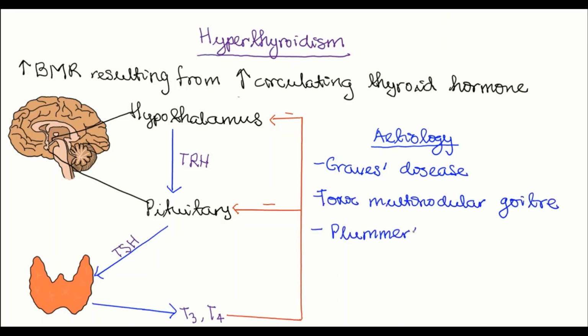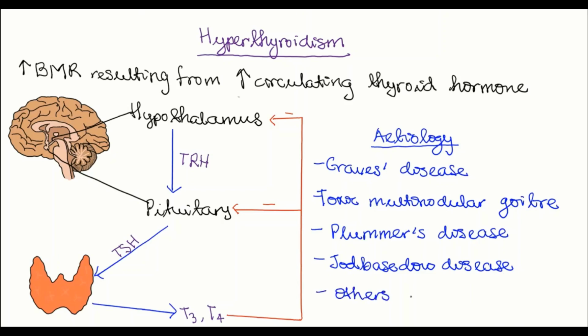We also have toxic autonomous adenoma, also known as Plummer's disease. These two causes are common in iodine deficient areas and are more predominantly seen in elderly people. In these conditions, the thyroid nodules become autonomous, meaning that they function on their own, independent of the signals from the higher ups, that is, the hypothalamus and the pituitary gland. Another common cause is Jod-Basedow disease, which is called iodine-induced hyperthyroidism.